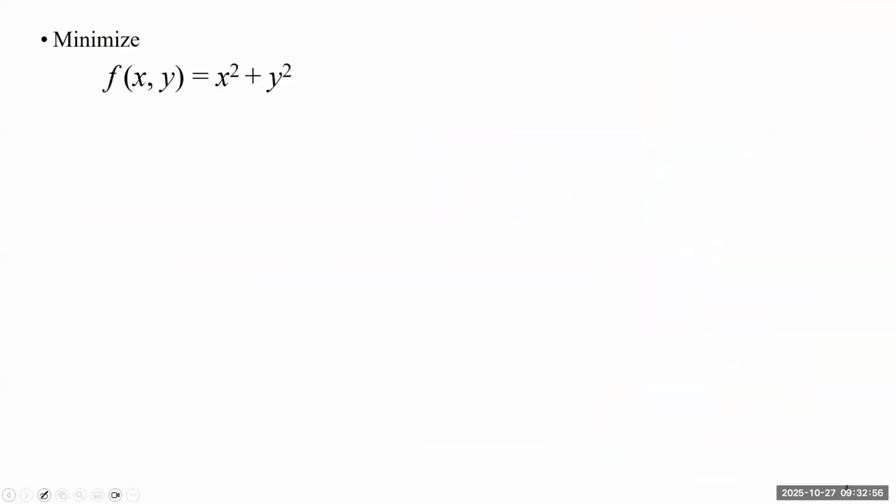All right, so now let's move to a second example, a two-dimensional example, a cost function with two variables.